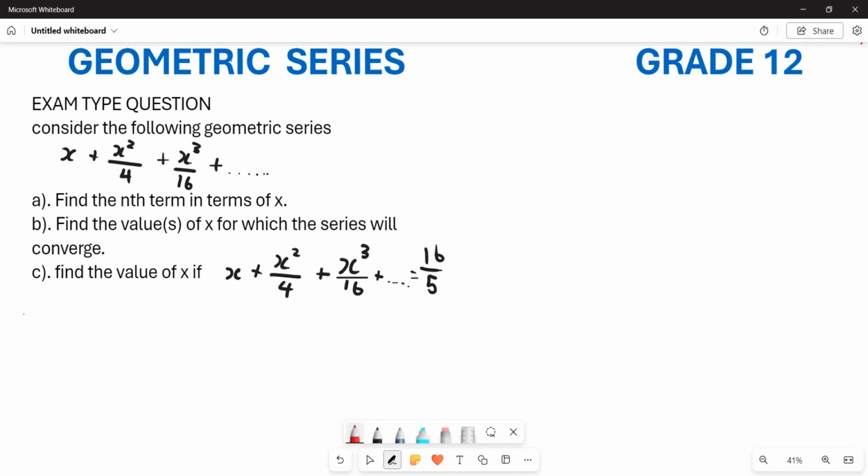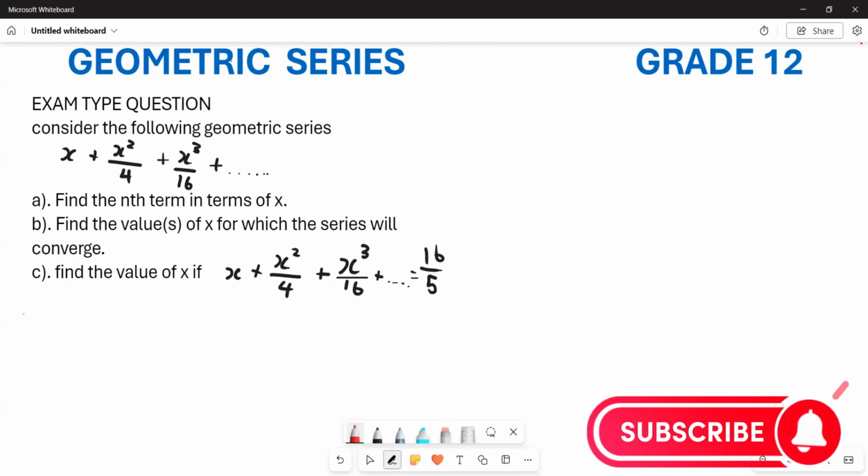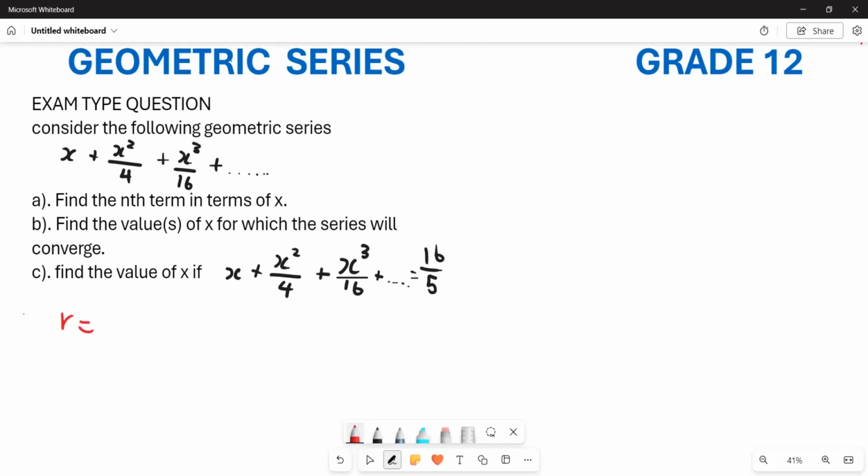So what is it that you are going to do to find this one? The first thing we are going to do is find the ratio, our common ratio. To find the common ratio, we know that it can be given by term 2 divided by term 1. Now let's look at your term 2. The term 2 that you have there is x squared over 4. Then this is divided by what? This is divided by x, isn't it so?